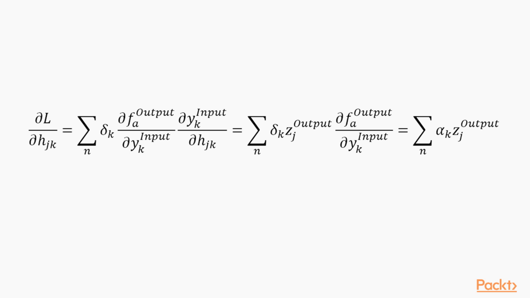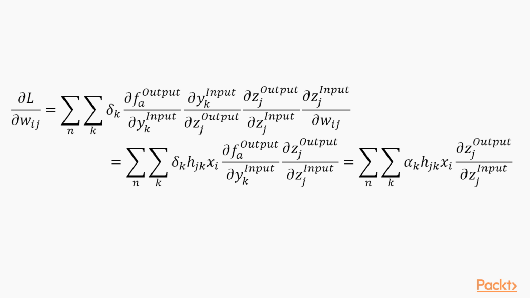For simplicity, I'm not considering the biases as normal weights. Therefore, we can compute the gradients and update the weights. As you can see, the term alpha is back-propagated from the output layer to the hidden one. If there are many hidden layers, this procedure should be repeated recursively until the first layer.